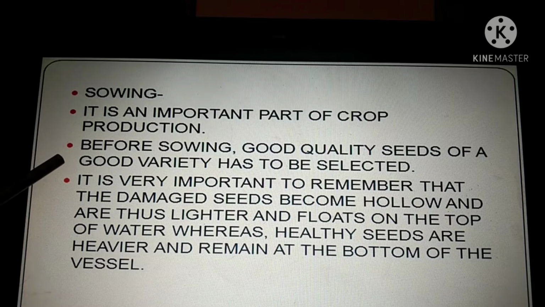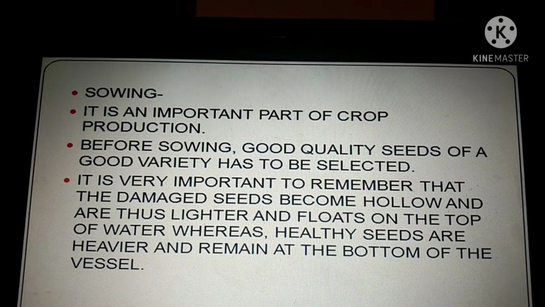Before sowing, good quality seeds of a good variety have to be selected. Very, very important, the selection of seeds. If you don't select good quality seeds, what will happen? The whole crop will be wasted. It is very important to remember that the damaged seeds become hollow and are thus lighter and float on the top of water, whereas healthy seeds are heavier and remain at the bottom of the vessel.